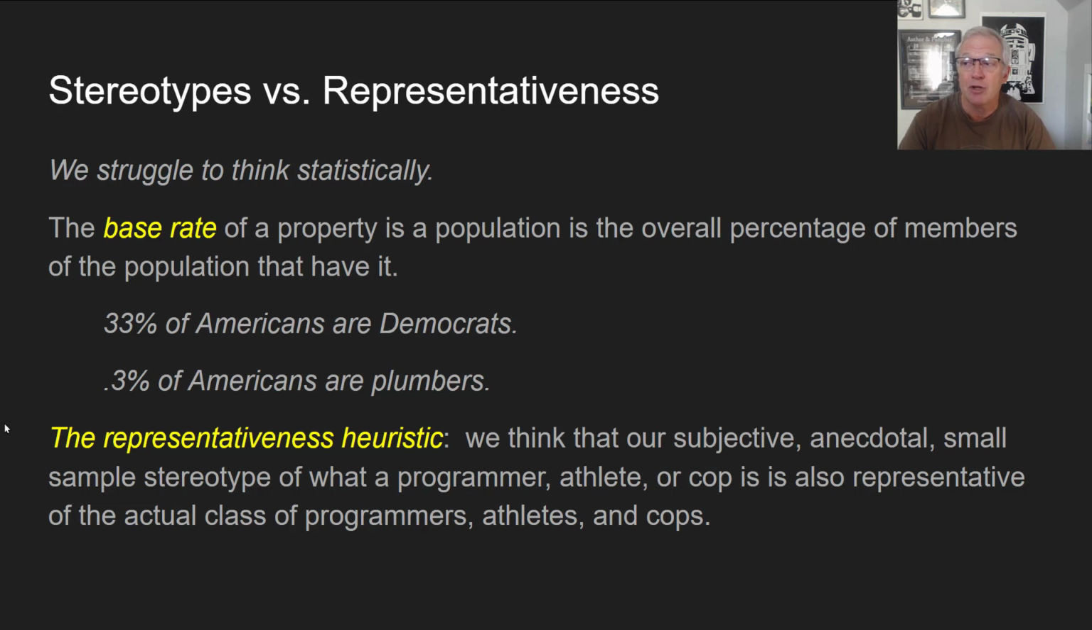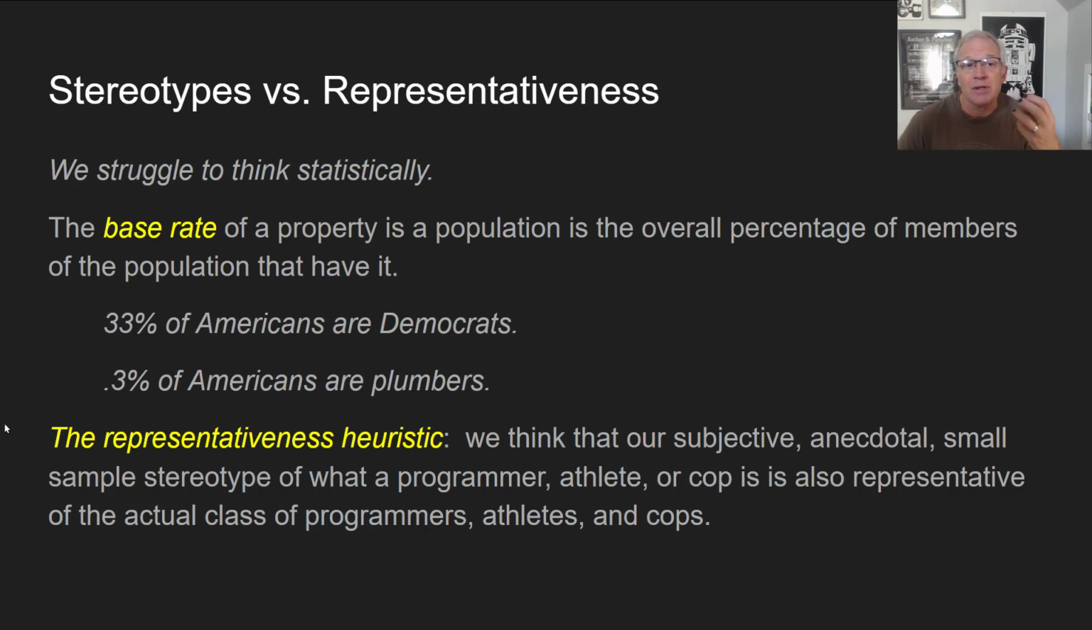We think that our subjective, anecdotal, small sample stereotype of what a programmer or an athlete or a cop is also representative of the actual class of programmers, athletes, and cops. That is, you've got this causal narrative model in mind of what a computer programmer is, or what an athlete is, or what a cop is, and it may or may not track on the real trends or the real base rates in those groups, but you've got this model in your head, and we'll use stereotype here in a non-negative, non-judgmental way.